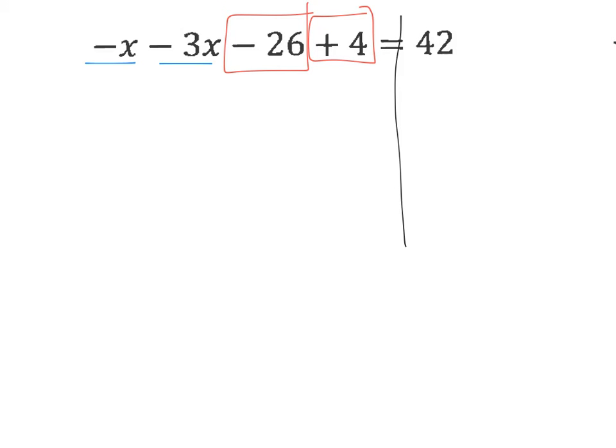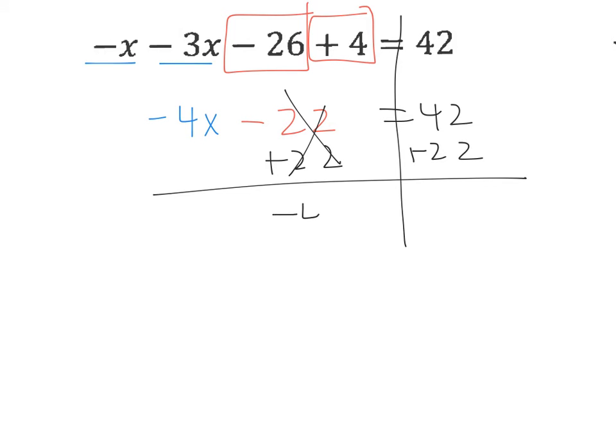And now I'm going to combine what's in blue first, or underlined. Negative x minus 3x is negative 4x. And then negative 26 plus 4 is negative 22. And that equals 42. So now I'm going to isolate x and perform the inverse operation of negative 22, or subtracting 22, which would be adding 22.